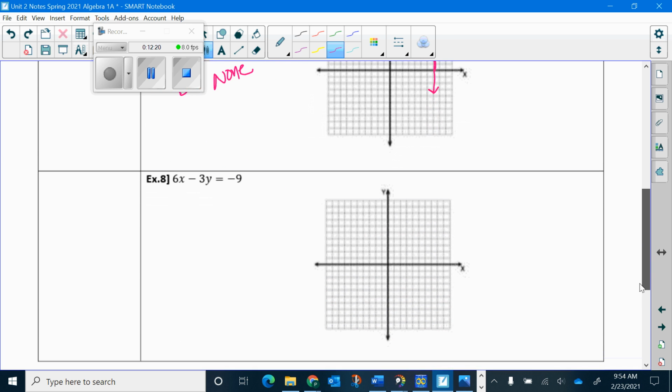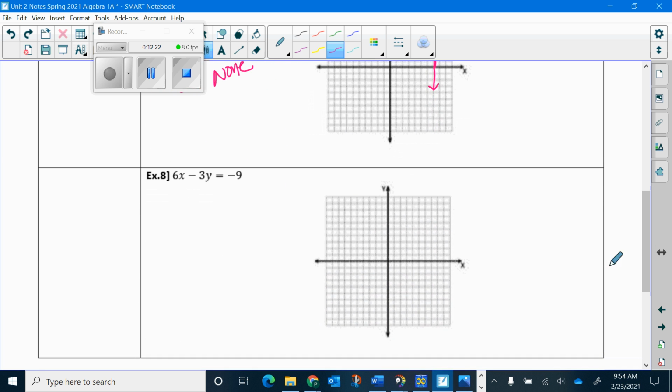Okay, number 8. This is the last one on this page. I need you to do all the steps. We have to do from the very beginning of rearrange, and then identify the slope, the y-intercept, plot the y-intercept, and use slope from that point. So rearrange first of all. Try it on your own and then come back and check it with me.